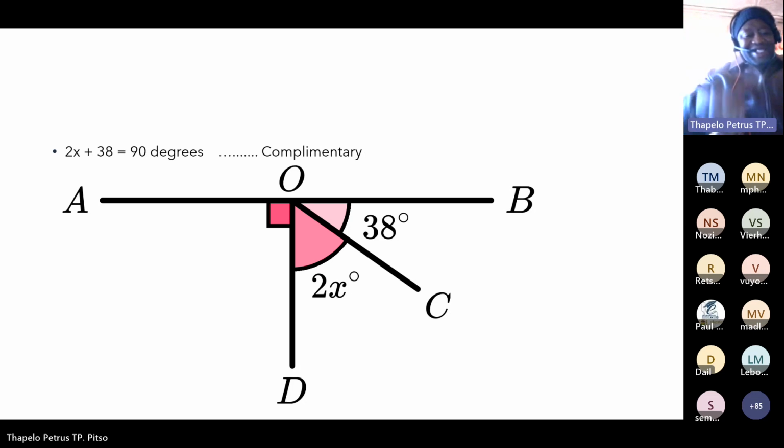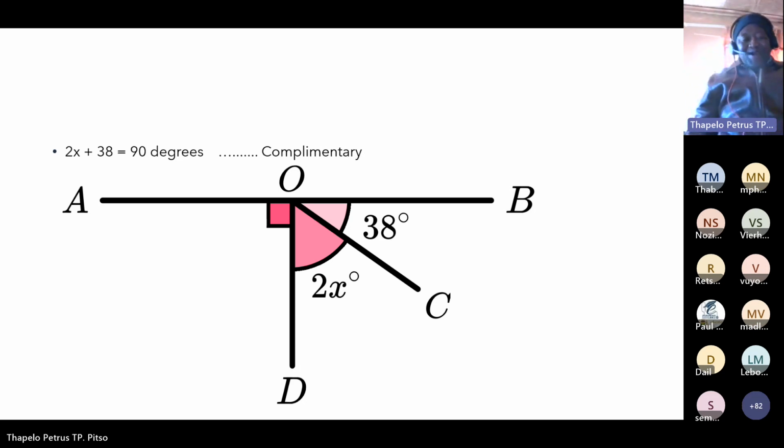It's a math language that says that is equal to 90 degrees. Therefore, if that is 90 degrees, angle BOD should be 90 degrees, because 90 degrees plus 90 degrees gives you 180. Therefore, you can easily say, okay, what is the relationship? What is DOB? What makes DOB? DOB is made by 2x degrees plus 38 degrees, and they are equal to 90. They are complementary. Therefore, their relationship is that 90 degrees. When you add them, the sum is 90 degrees.